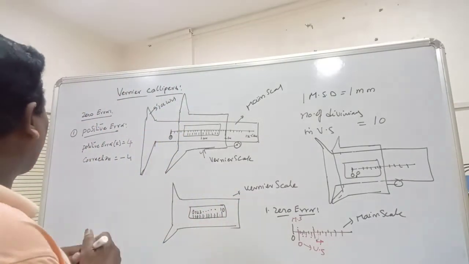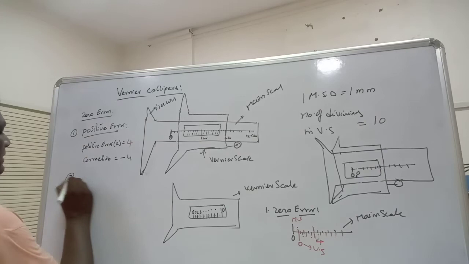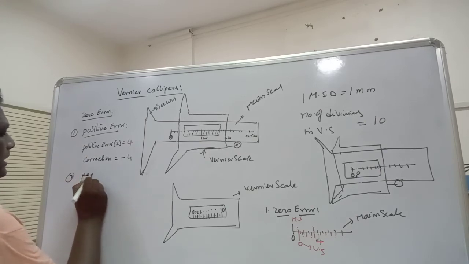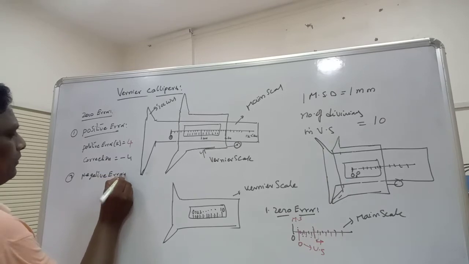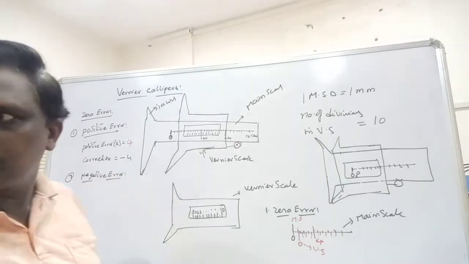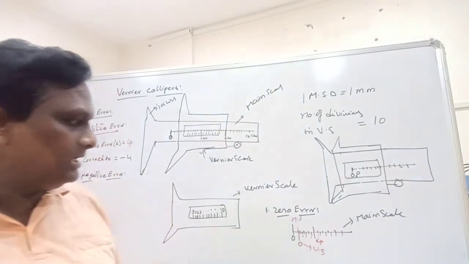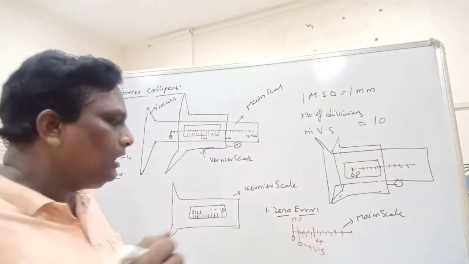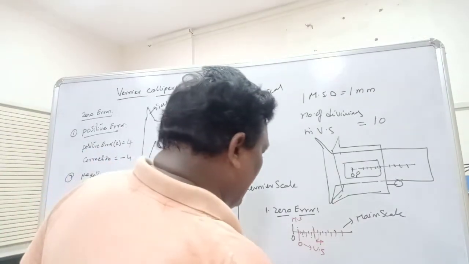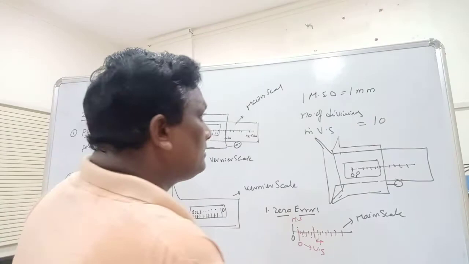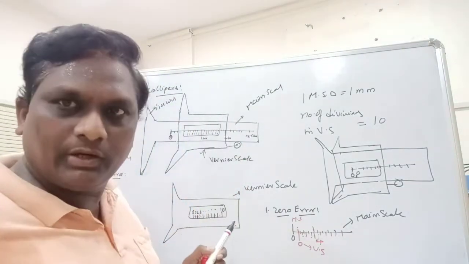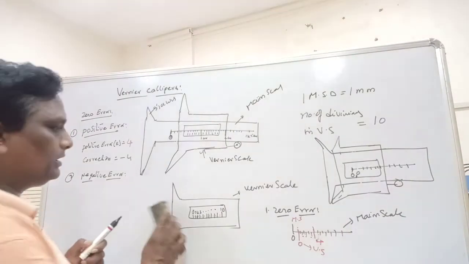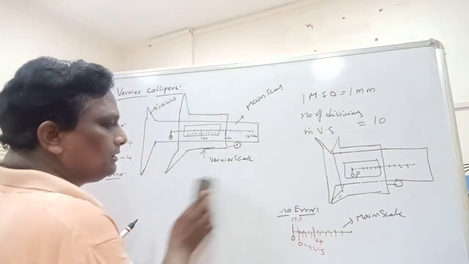Next, shall I go for negative error? Negative error. What is negative error? That we can see. So negative error means here only. Suppose this is the main scale. Is it? Shall I draw here somewhere? So I'm going to rub this one. Shall I rub? So main scale I am rubbing. See here.